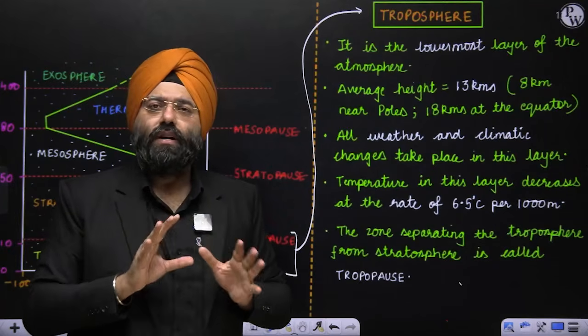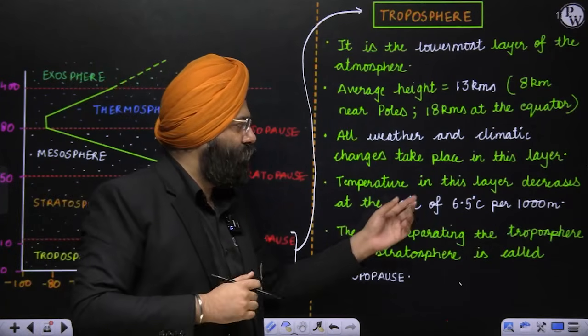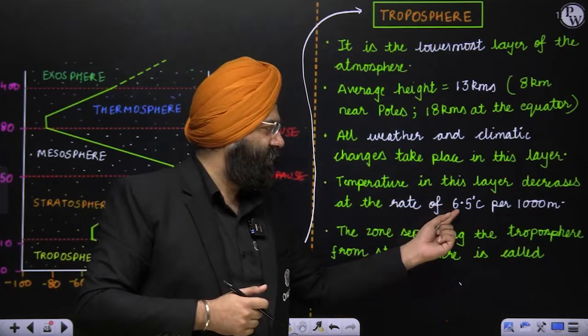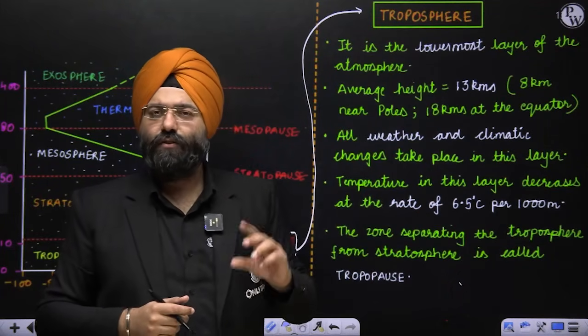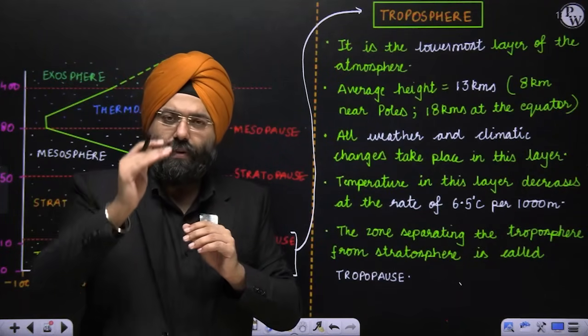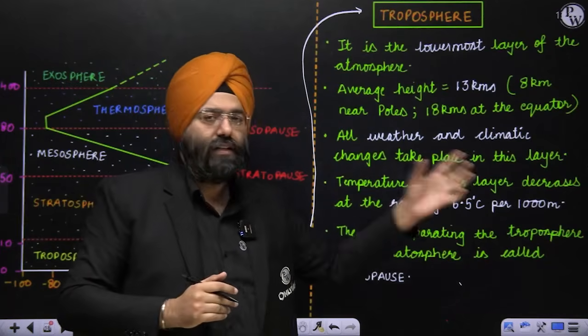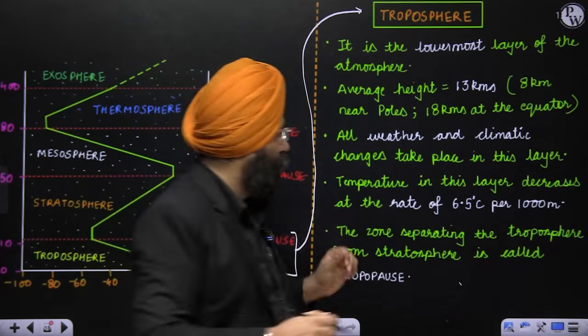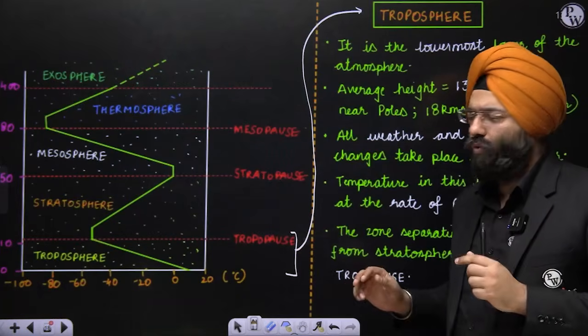But the simple phenomenon right now you can understand is, in the troposphere layer, as you move ahead, there is a fall of 6.5 degrees Celsius per 1000 meters. It is also known as normal lapse rate. We'll be studying it later on. But as altitude increases in this particular layer, there is a fall in the temperature. Clear? So, now this is the major characteristic that you should know.